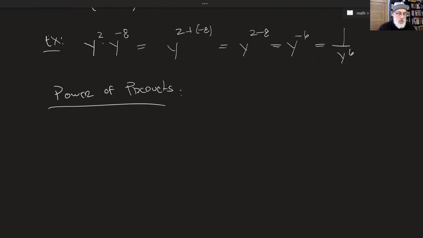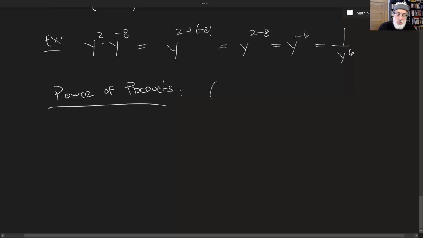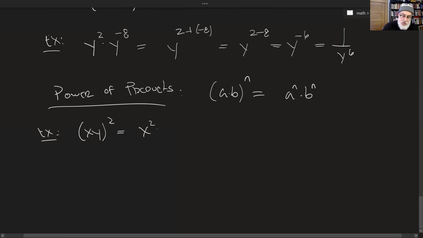All right, the power of products, which means if I have 2 bases, a times b, and I'm taking that to some power n, the power of a product rule says I can take each individual to the same power. So (ab) to the n is a to the n times b to the n. An example: (xy) squared is the same as x squared, y squared.